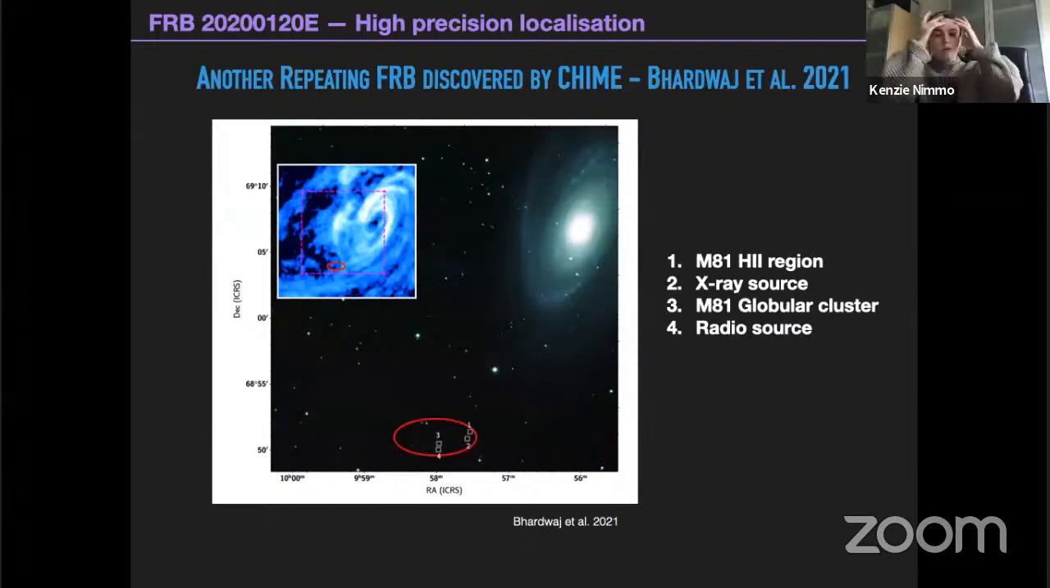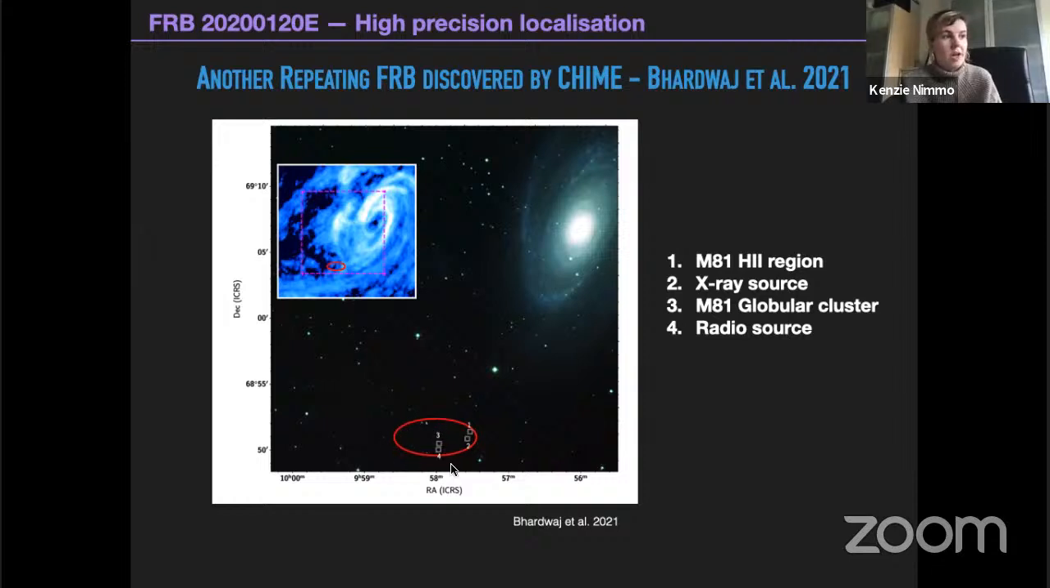The second repeating FRB I'd like to talk about today is FRB 20200120E. This FRB was recently published by the CHIME team, and it's specifically interesting because it seems to be coming from the direction of M81. Now, M81 is a really nearby galaxy at a distance of about 3.6 megaparsecs, so this is really, really close compared to other FRBs. And in the discovery paper, they were unable to confirm whether it was associated with M81 or whether maybe it was coming from within the Milky Way, but they could rule out it coming from much farther than M81. So this source is extremely close.